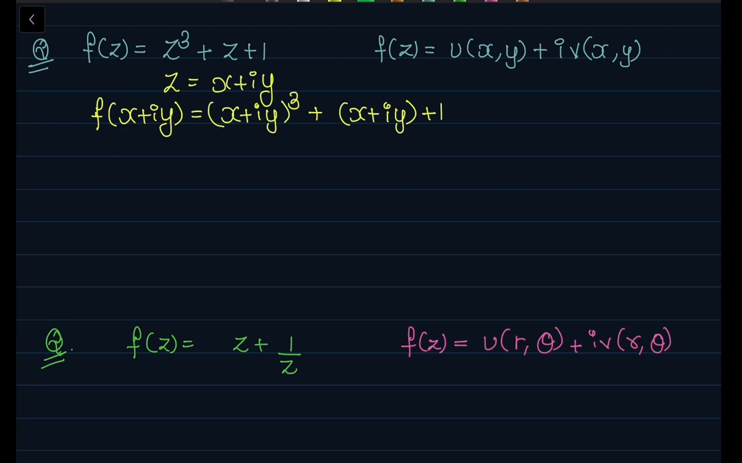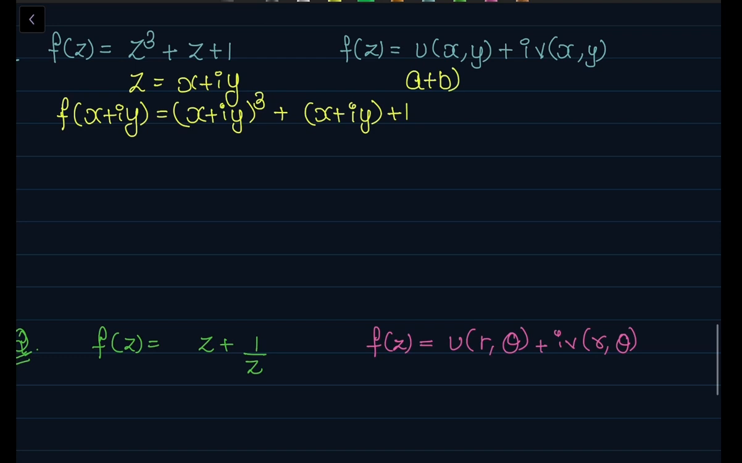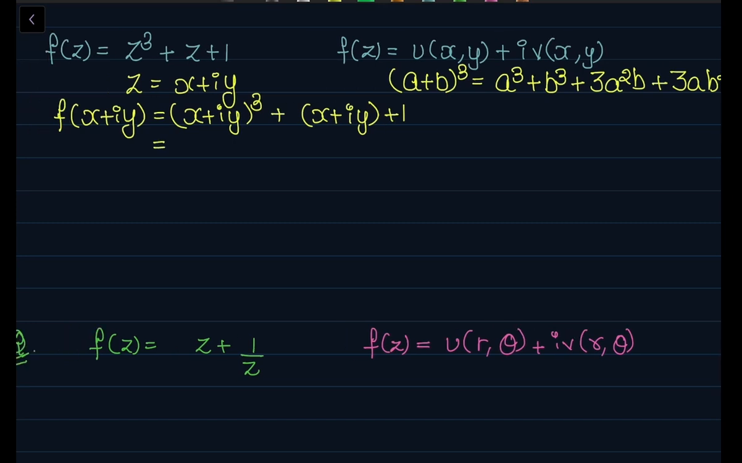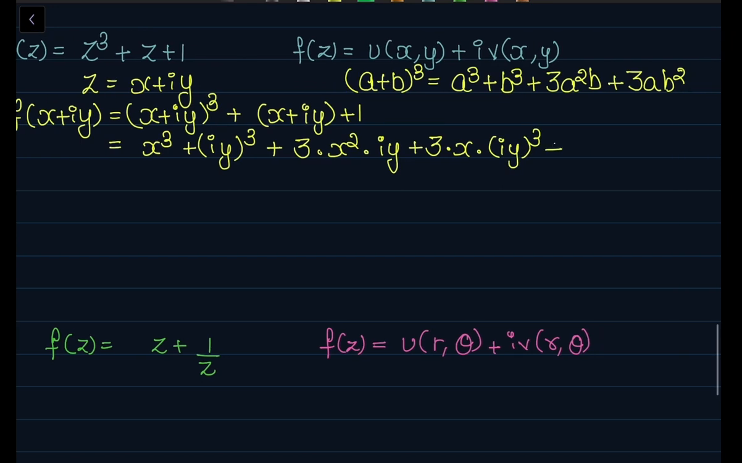Now apply the cubic identity. The cubic identity we know, that is a plus b whole cube is equal to a cube plus b cube plus 3a square b plus 3ab square. So this is the identity, and I hope you remember this. Now just open the bracket by putting the identity, that is x cube plus iota y whole cube plus 3 into x square into iota y, that is your b, plus 3 into x into iota y whole square, then plus x plus iota y plus 1.